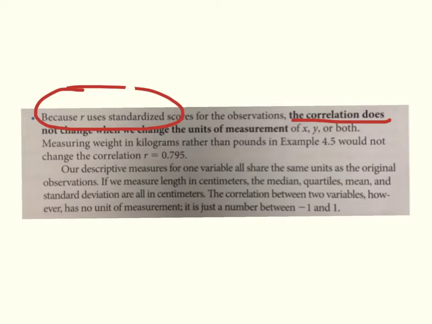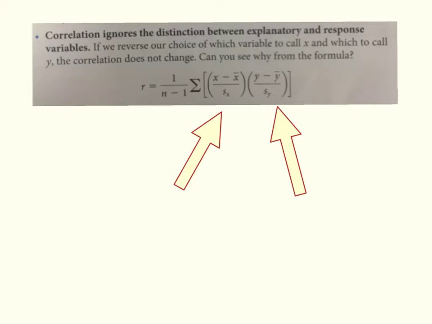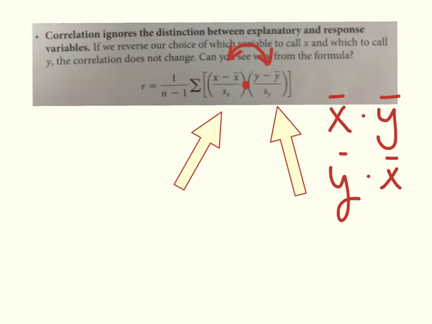So correlation does not change when we change the unit of measurement of X and Y or both. As it's reading right here, measuring weight in kilograms rather than pounds would not change the correlation of 0.795. Basically, the correlation ignores the distinction between explanatory and response variables. In other words, you can swap them. Right here, it doesn't matter whether I put Y first or X first. Since this is multiplication, it doesn't matter if it's X times Y or Y times X. It's still going to get the same thing.